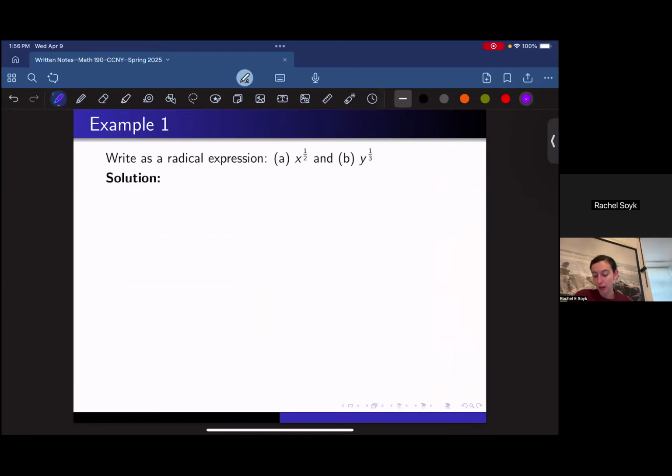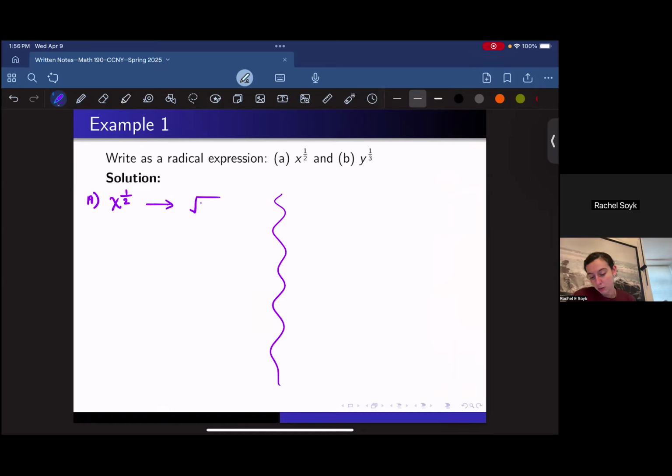So now let's practice our first example for today. We just want to convert this expression into a radical expression. So it's going from a rational exponent into a radical expression, aka root form. And x to the 1/2 is the same as just the square root of x. You could put that index 2 there, but you don't have to. Not with square root. And then we're done.